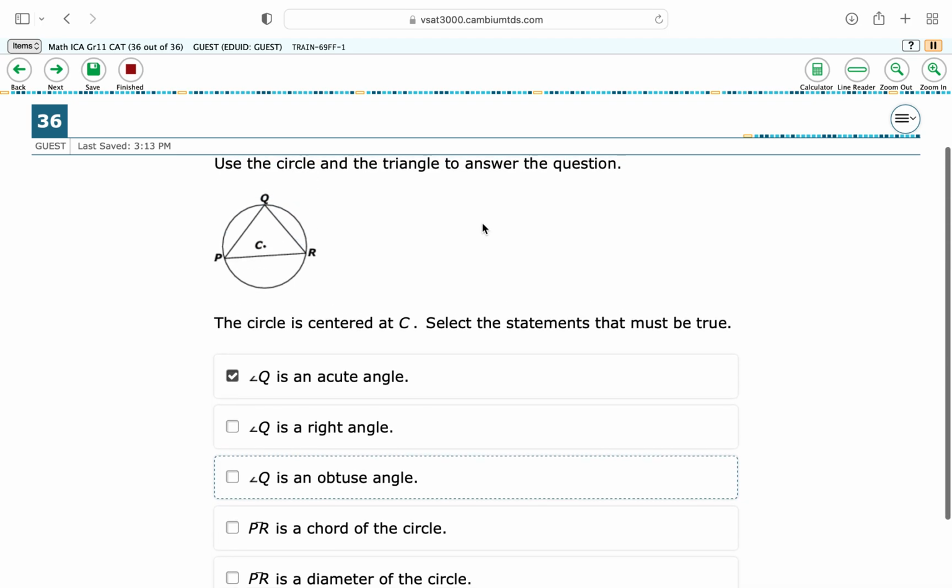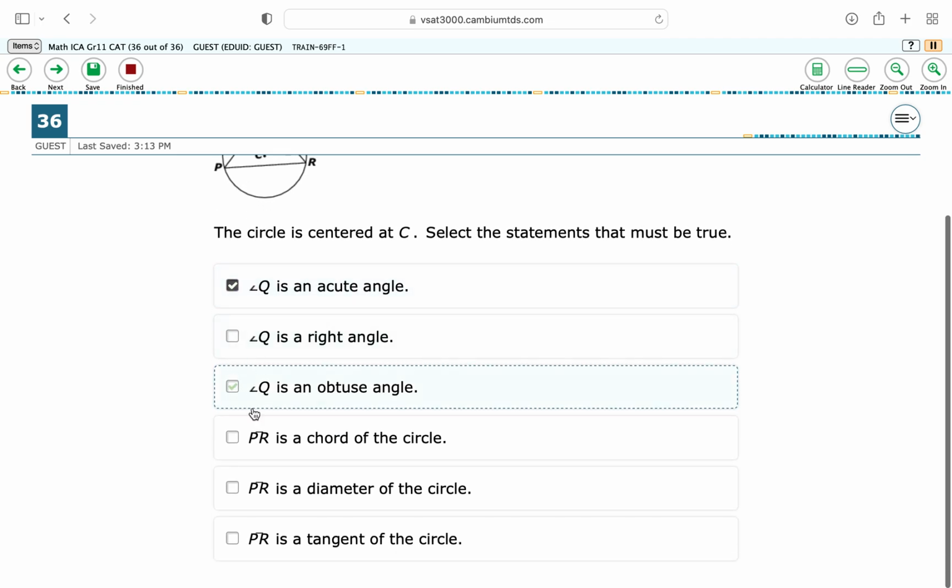So on this one, if we were doing this problem, just a quick math fact for you. If PR were to go through C, it would be a diameter, and angle Q would be a right angle. If an inscribed angle intercepts a diameter, it's always a right angle. Since this one is a little thinner than that, if you moved this R up so that this line went through C, this angle would have to get fatter. So that means this angle is an acute angle. It's not right, it's not obtuse.